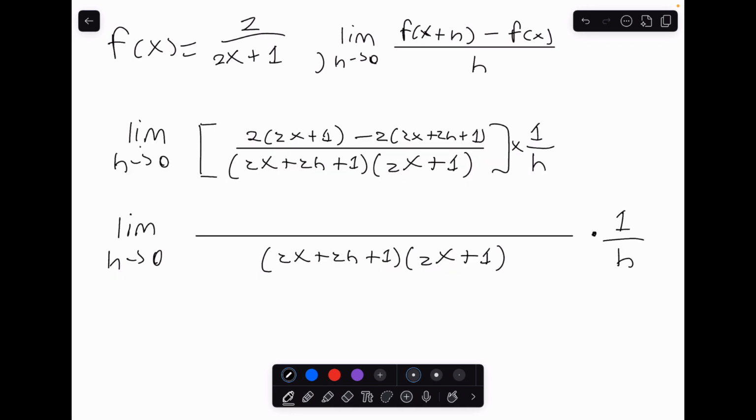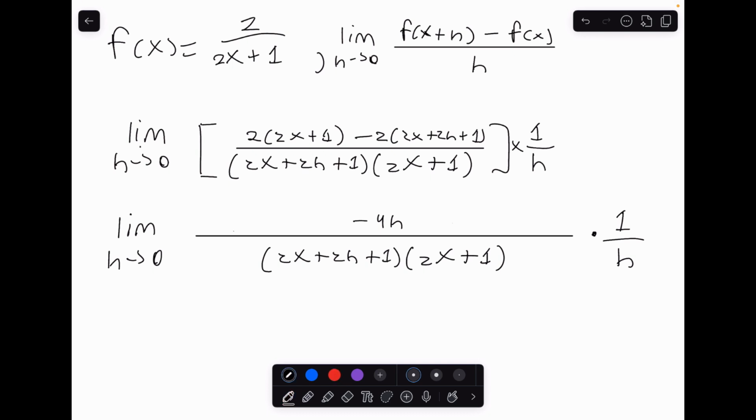Let's distribute those 2's in. So 2 times 2x, 4x. 2 times 1, positive 2, minus negative 2 times 2x, that's negative 4x, and then minus 4h minus 2. So let's cancel. This 4x is going to cancel with negative 4x. The 2 is going to cancel with negative 2. And we're just left with negative 4h. Let's put that in the middle. Cancel first, then compute.